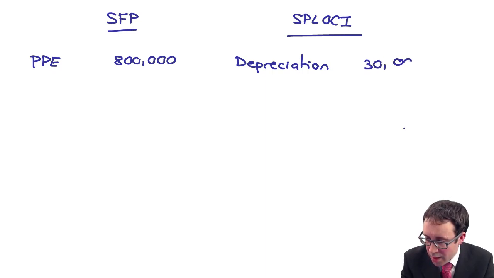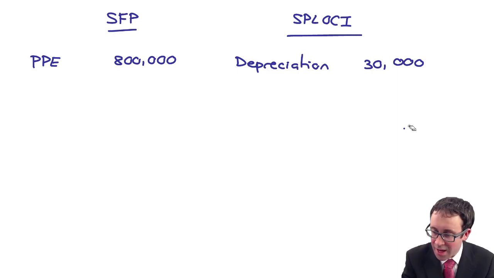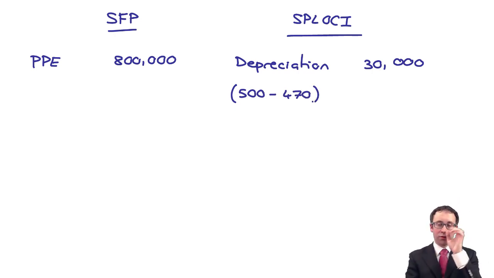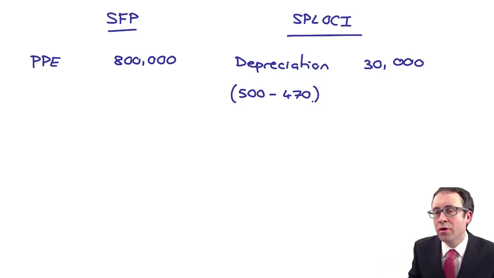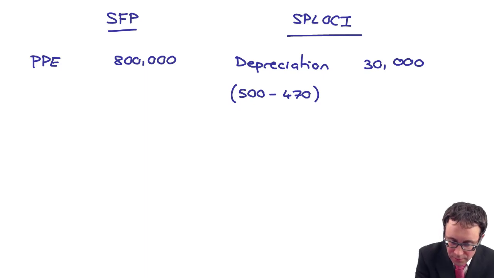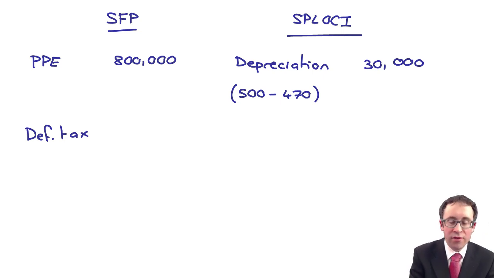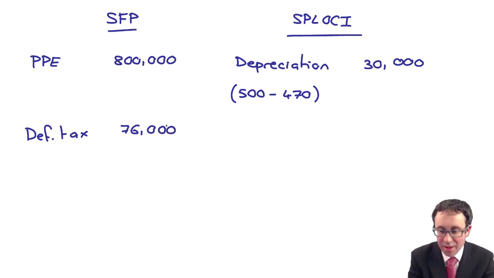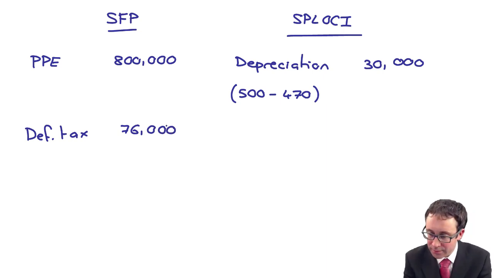So there must have been 30,000 worth of depreciation. So the 500 less the 470. Okay, I know this wasn't required in the question, but just to give it a bit of completeness. You've then got, is it your deferred tax balance? The deferred tax balance that we've worked out there is 76,000.